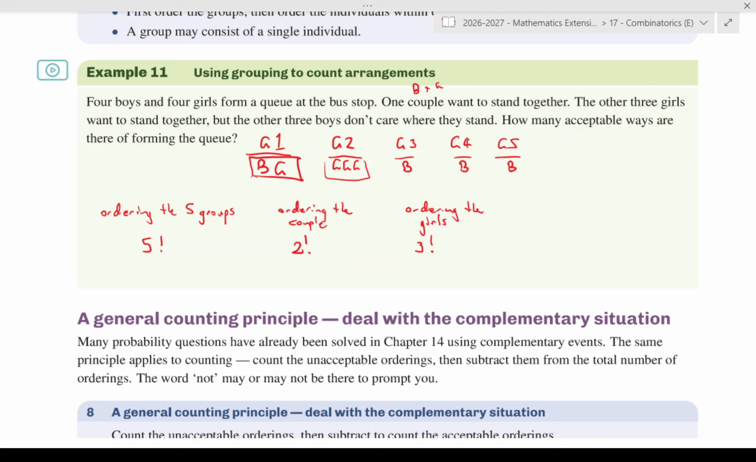Then with the group of 3 girls, you've got girl 1, girl 2, girl 3, or it could be girl 1, girl 3, girl 2, and so on. There are 3 factorial ways of doing that. So our grand total is 5 factorial times 2 factorial times 3 factorial, which when you put it into the calculator gives 1,440 acceptable ways of organizing that queue. Well done, us.